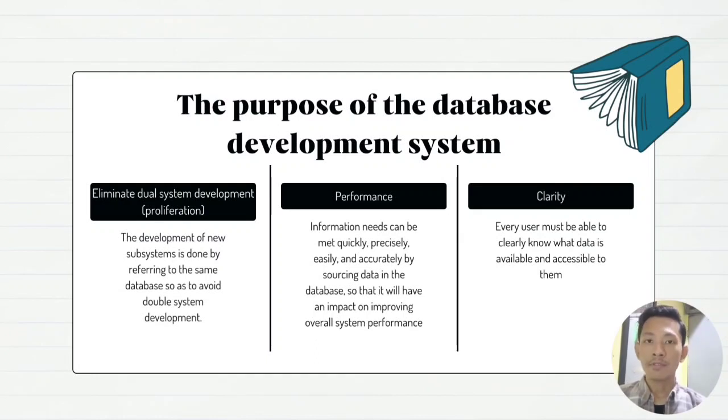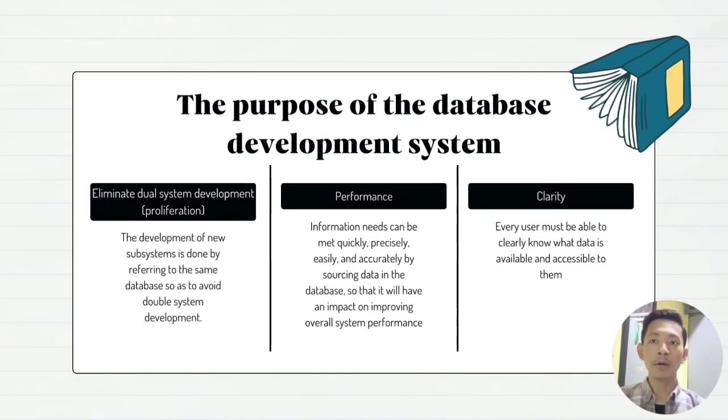And the fourth is eliminate dual system development or proliferation. The development of new subsystem is done by referring to the same database so as to avoid double system development. Number 5 is about the performance. Information needs can be met quickly, precisely, easily, and accurately by sourcing data in the database so that it will have an impact on improving overall system performance.